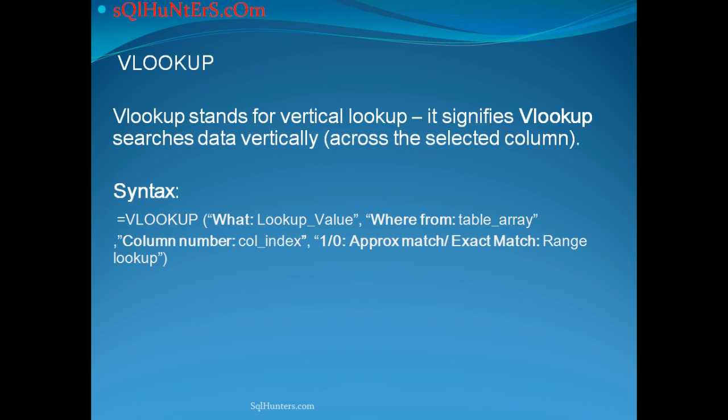Fourth parameter it accepts is range lookup. So there are two matching modes here, the approximate match and the exact match. So both of them are self-explanatory. If you want the exact match, you'll pass on 0. If you want an approximate match, you'll pass on 1. Let's move on to Excel.